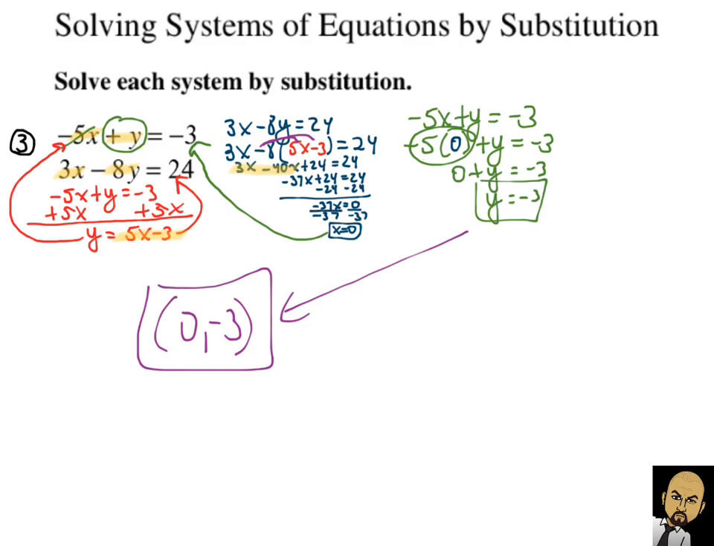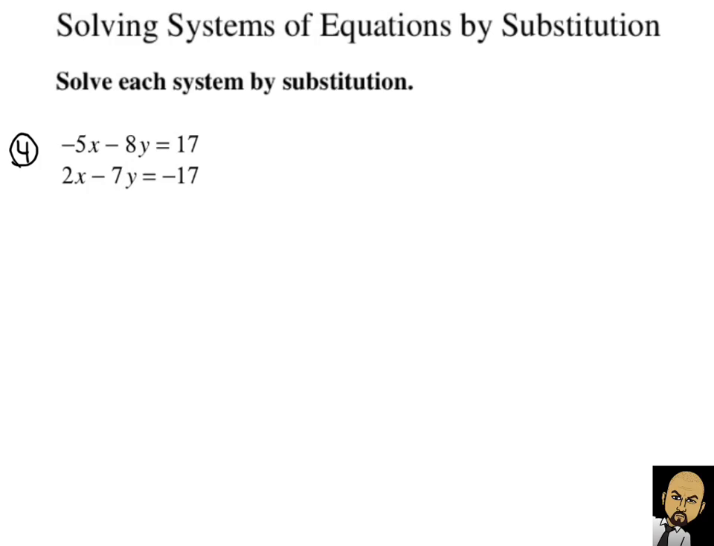Now the last type of problem that we're going to have is a little bit more tricky. Here we have, if you look at our coefficients for our variables, none of them equal positive 1. So this is going to take a little bit more work. So basically just choose one of the equations, and I'm going to use negative 5x minus 8y equals 17, and I'm going to go ahead and solve for x. Now how do I solve for x?